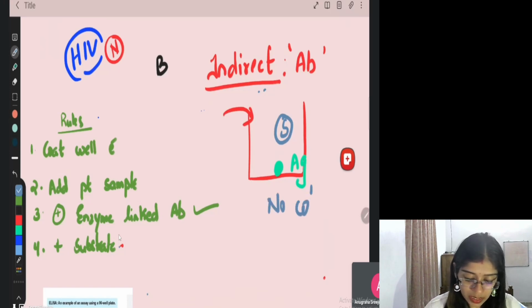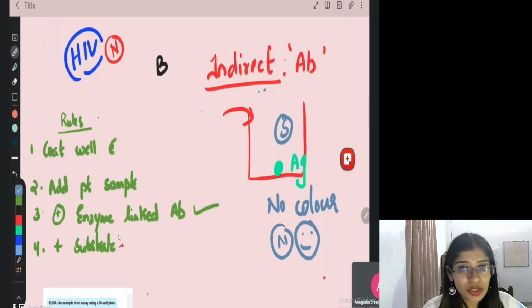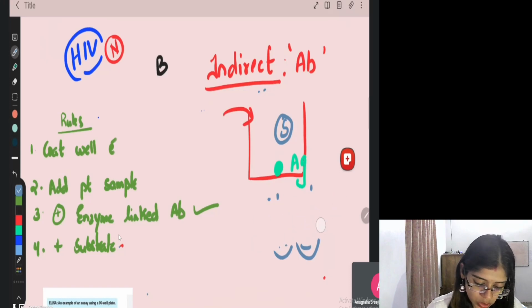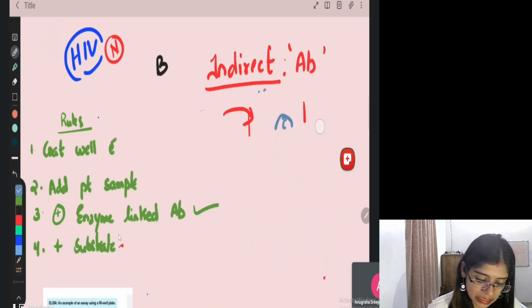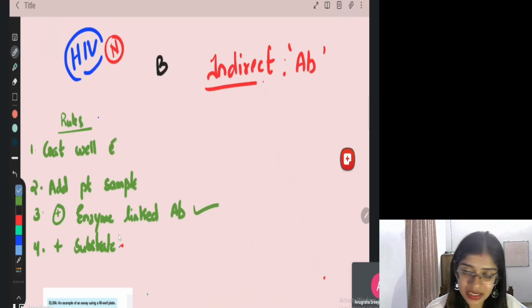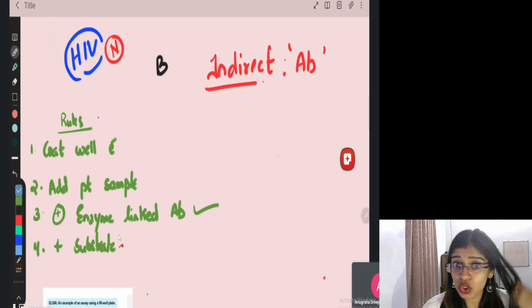So basically, if you see no color change in your well after you do the test, it means that the patient is normal. So he can be happy. This much clear about indirect ELISA. Okay, fine. So indirect ELISA is also done. Just remember in indirect ELISA, if there is color change, the patient is positive for that particular disease, whatever you're checking for. And if there is no color change, if it still remains transparent or that serum color is only there, then it means the patient is normal.